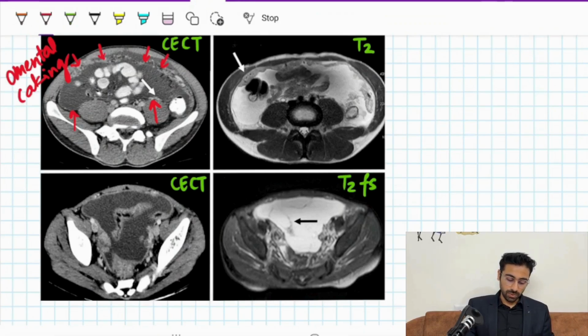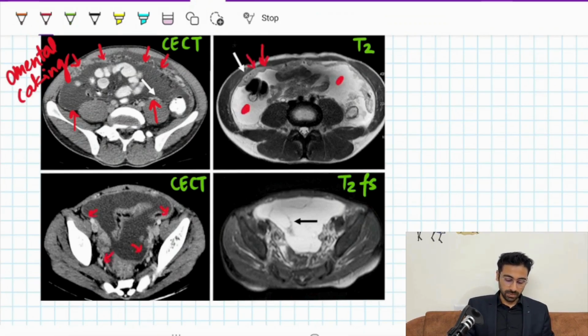Next, on T2, you can see here the omental caking is being highlighted. There is presence of ascites here in the entire abdomen, and there is omental caking. Again, CECT of the same patient at the lower section, I have shown peritoneal nodular thickening. And there is enhancement also.